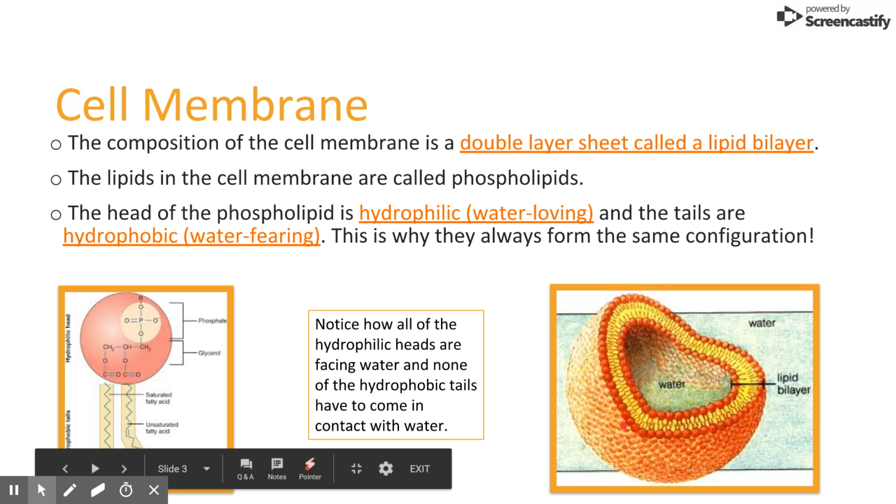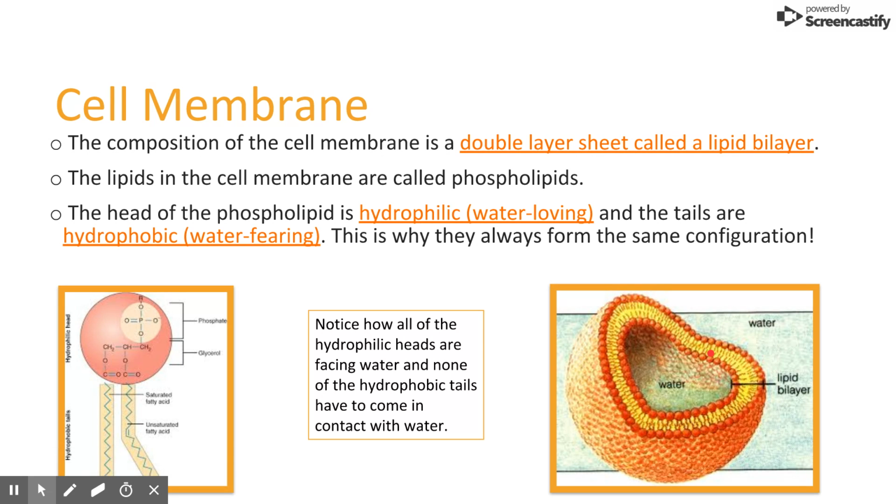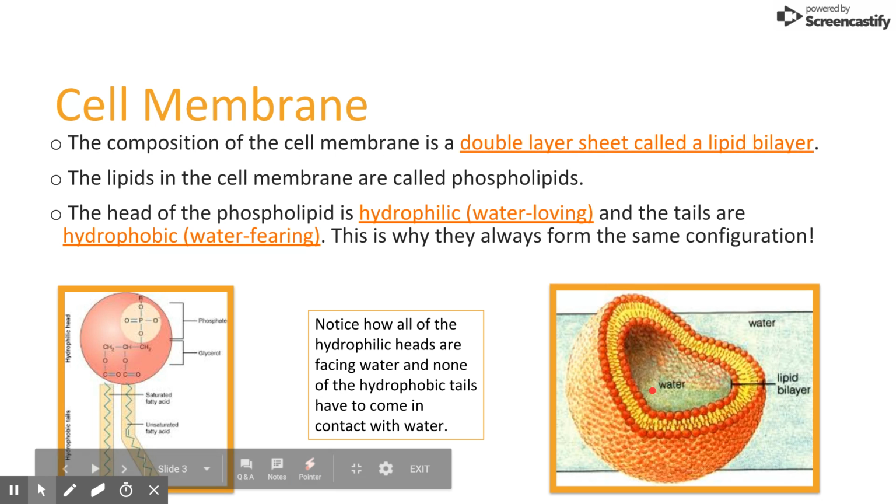So when we come over here, you can see that the water-loving part is pointed outside the cell membrane and also inside, because we know that the inside of the cell is also water-based, just like outside of the cell. And then this little middle part of the cell membrane, this is where the hydrophobic tails go, so that way they don't actually have to touch the water. They line up along each other so that way they can stay away from the water that's inside the cell and the water that's outside the cell.